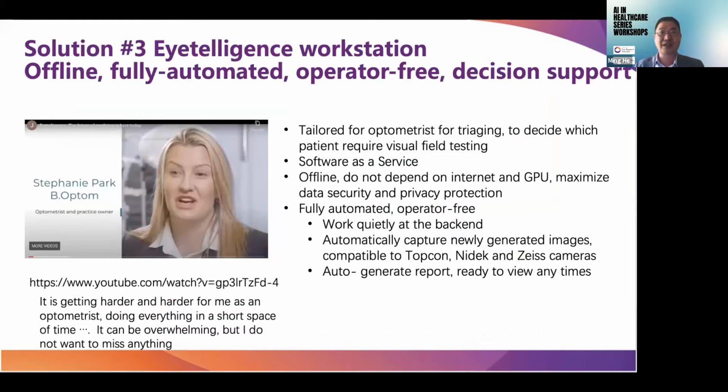And in Australia, there's another challenge in the optometry service. This is one of the typical case studies, a very top optometrist. She is telling us that it's getting harder and harder for her as an optometrist to do everything in a short space of time. The work can be overwhelming, but she does not want to miss anything. So what we did is we made a software solution. Again, it's offline.